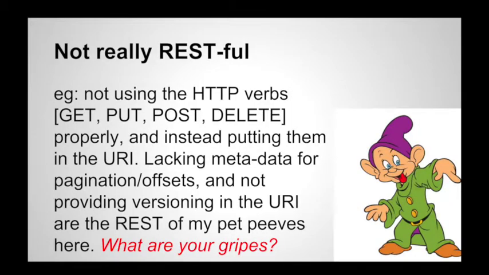Alright. Not really RESTful. This is the topic that can go to blows with people sometimes. But really, you should use the verbs for what they're there for, and instead of putting verbs in the URI, you should use them for what they're for. Some other things are metadata for pagination and offsets. And it's ideal that you get versioning inside the URI so you can support multiple versions of an API at once.